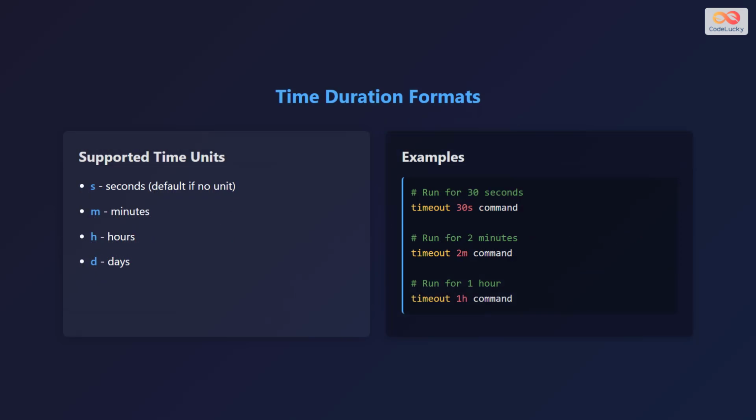When using the timeout command, it's important to understand the supported time units. The available options are s for seconds, which is the default if no unit is specified, m for minutes, h for hours, and d for days. Here are a few examples. To run a command for 30 seconds, you can use timeout 30s command. To run a command for 2 minutes, use timeout 2m command. And to run a command for 1 hour, the syntax is timeout 1h command.